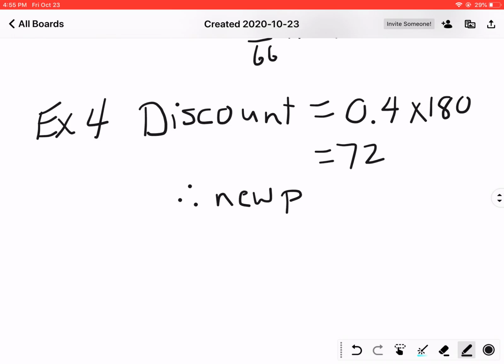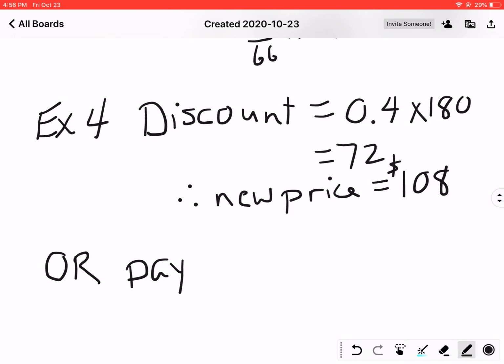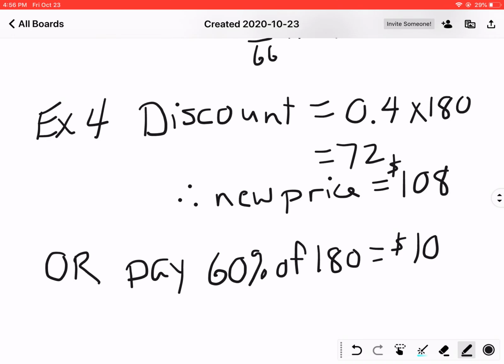Therefore, new price is $108 after we subtracted the $72. Another way of doing this is if we have a discount of 40%, then we pay 60%. And if you multiply 60% times 180, same as 0.6 times 180, you will again get $108.